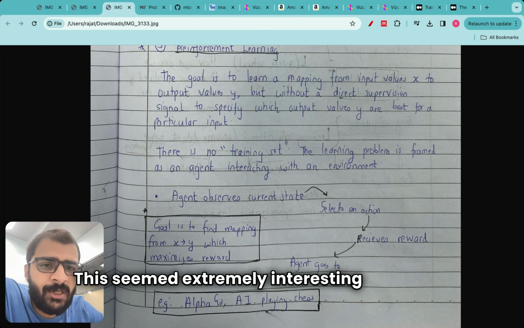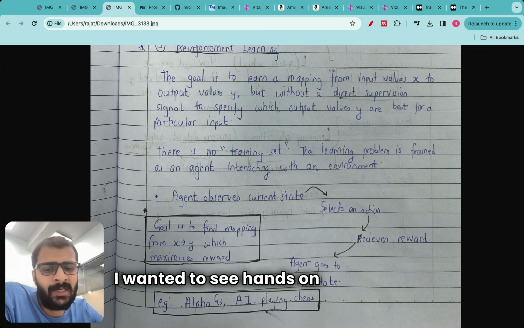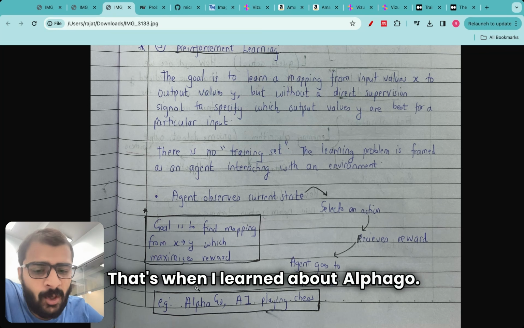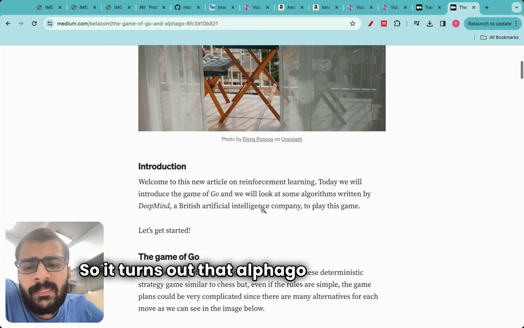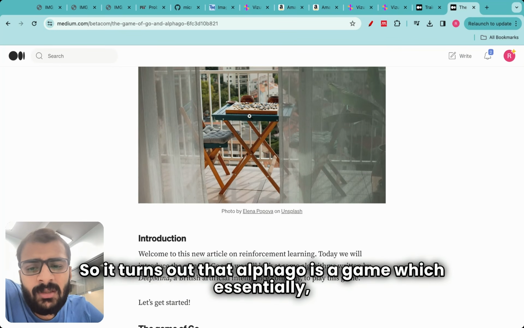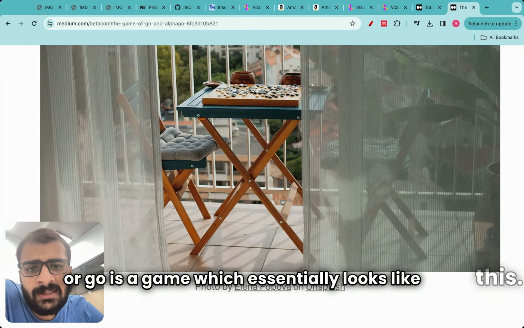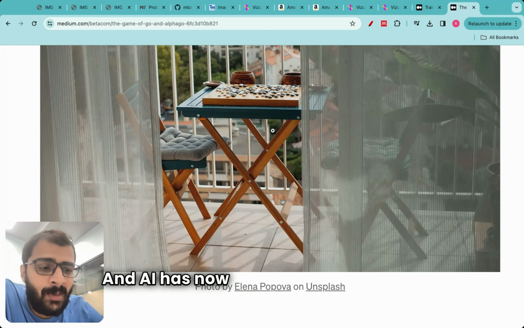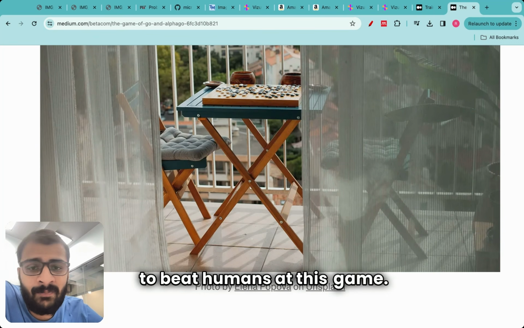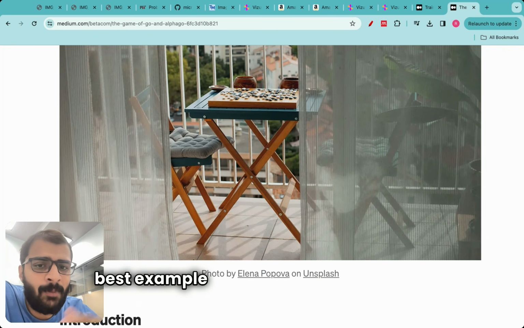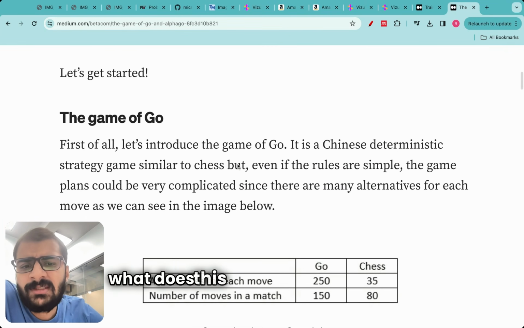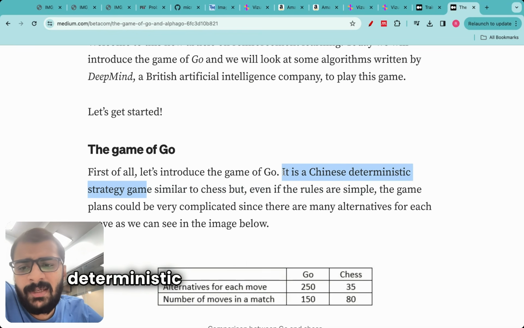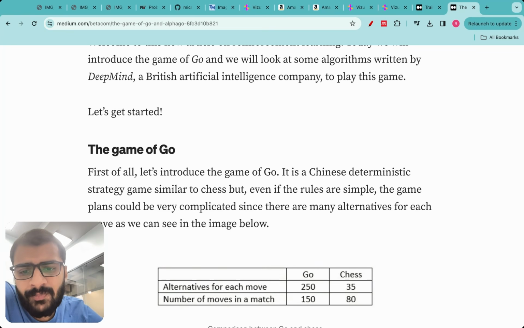This seemed extremely interesting to me, but I wanted to see hands-on examples. That's when I learned about AlphaGo. It turns out that Go is a game which essentially looks like this. And AI has now become smart enough to beat humans at this game. And this is apparently the best example of reinforcement learning. So then I started to understand what this game actually means. It seems like it's a Chinese deterministic strategy game similar to chess.